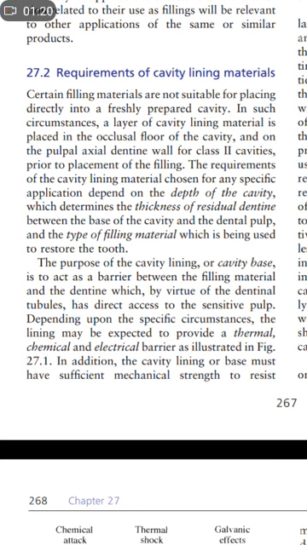Prior to placement of the filling, the requirements of the cavity lining material chosen for any specific application depend on the depth of the cavity, which determines the thickness of residual dentine between the base of the cavity and the dental pulp, and the type of filling material which is being used to restore the tooth.